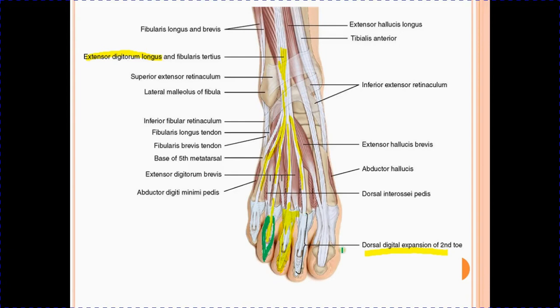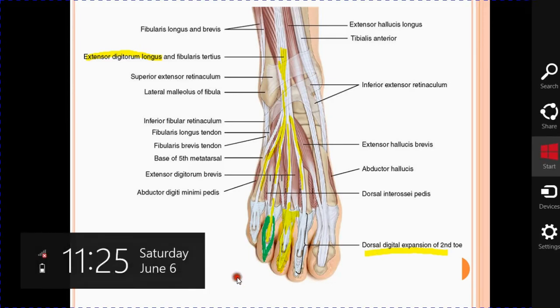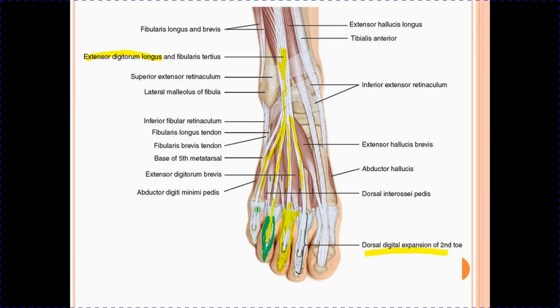Then it forms the dorsal digital expansion, which is actually a triangular, flat aponeurosis formed by the tendon of extensor digitorum longus. How is it formed? The tendon splits into a central slip and 2 peripheral slips. The central slip is inserted into the middle phalanx. You can see very clearly in this one as well.